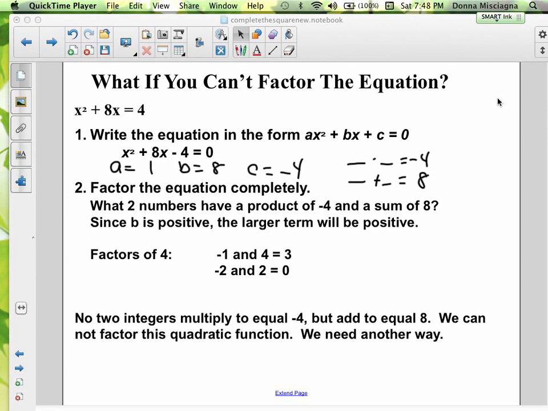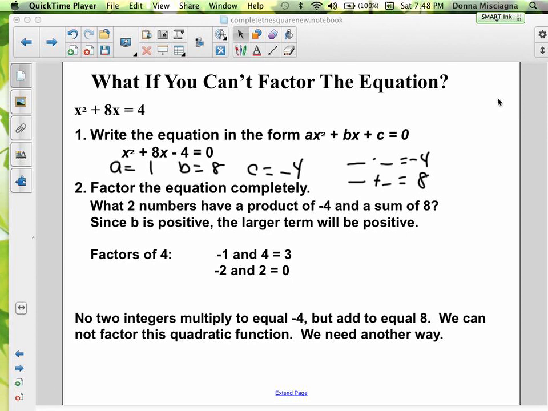What if you can't factor the equation? All right, we've been working with factoring, and we solved using square roots. But you can't solve something with square roots if it has a squared term and an x. Right? But what if you can't? So we learned two methods. What if you can't use either one of them?